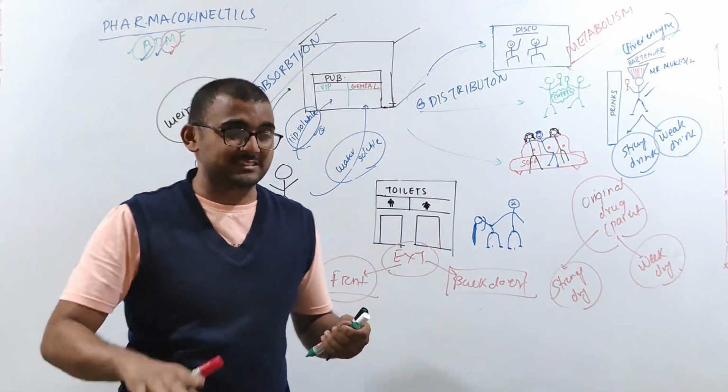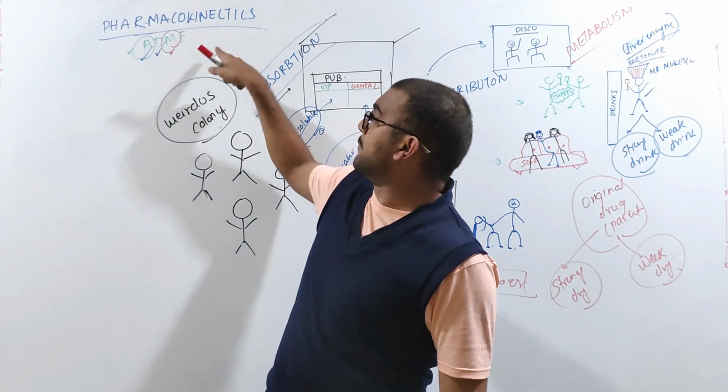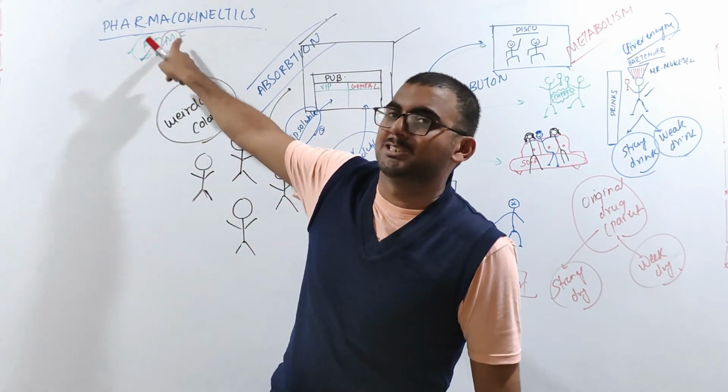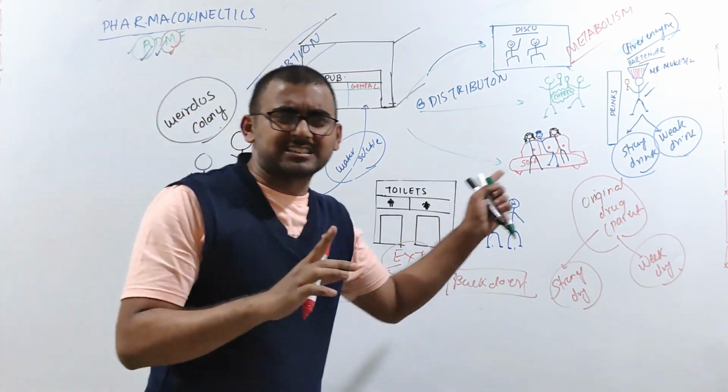And the final step, what is the final step? That is nothing but the excretion. So these steps are nothing but your ADME: absorption, distribution, metabolism and excretion, which can be understood with this analogy. I hope you are able to understand this analogy.